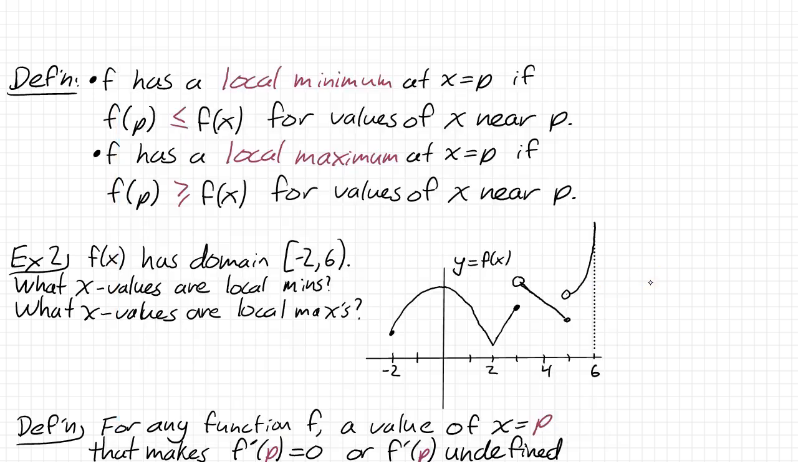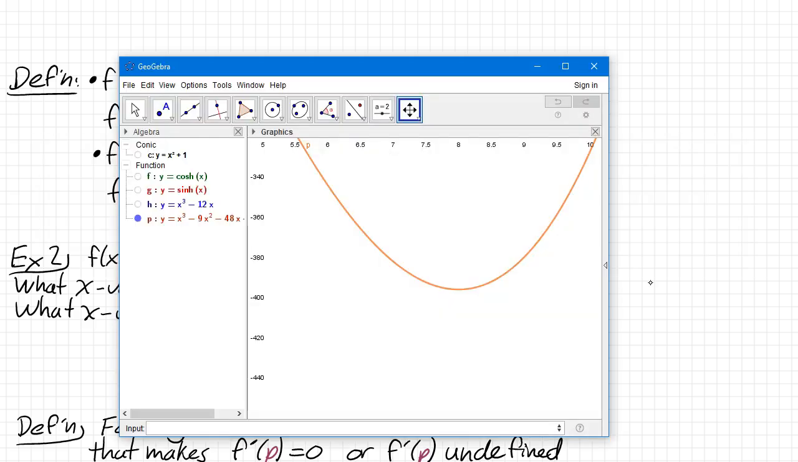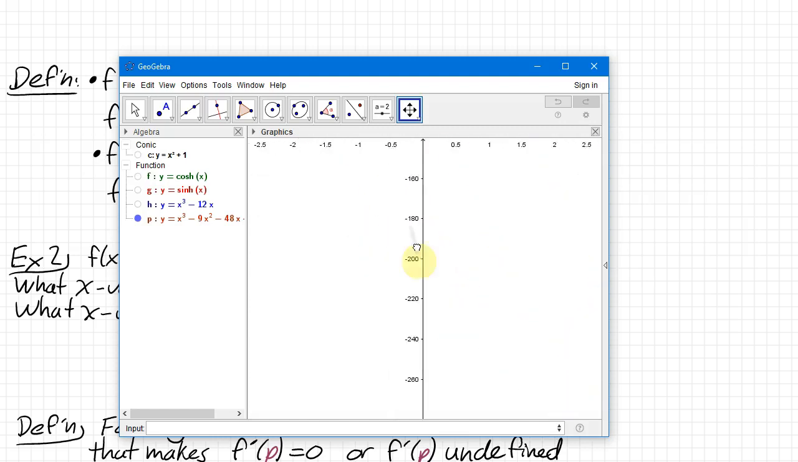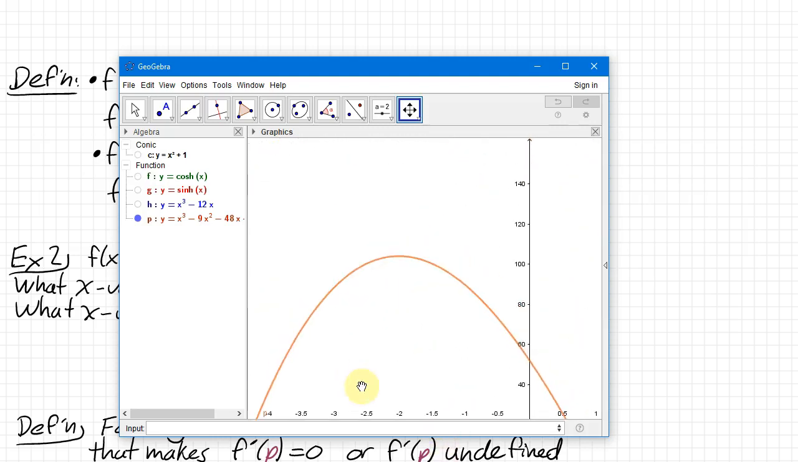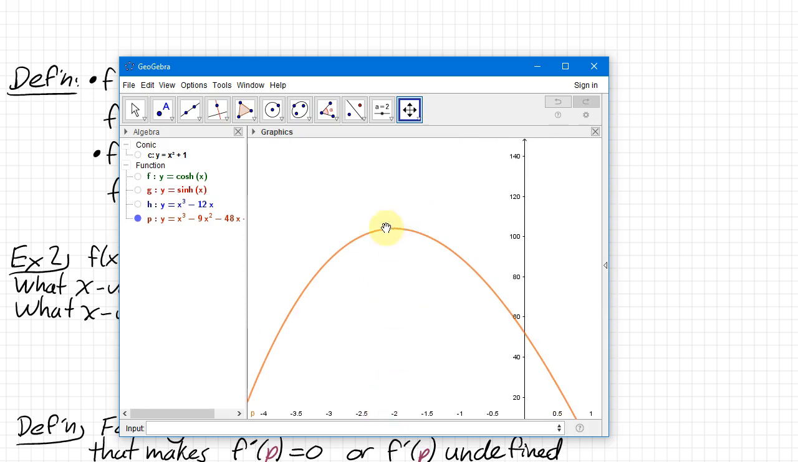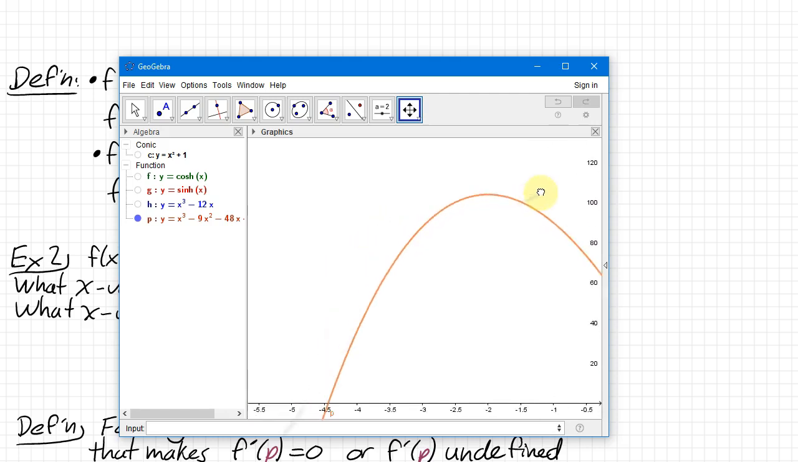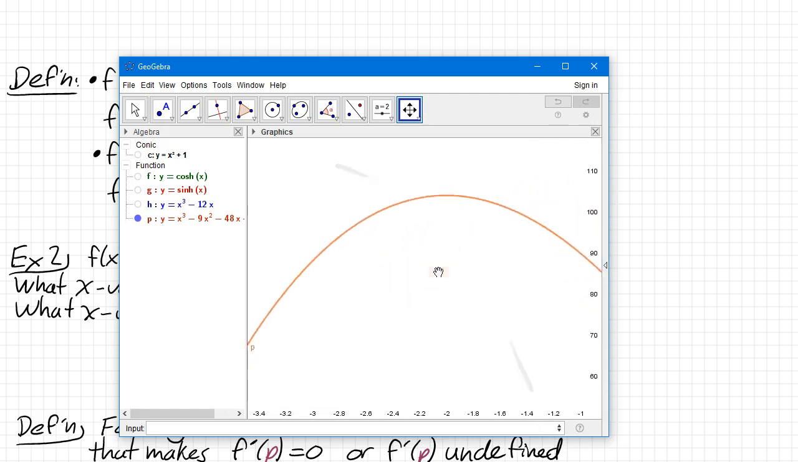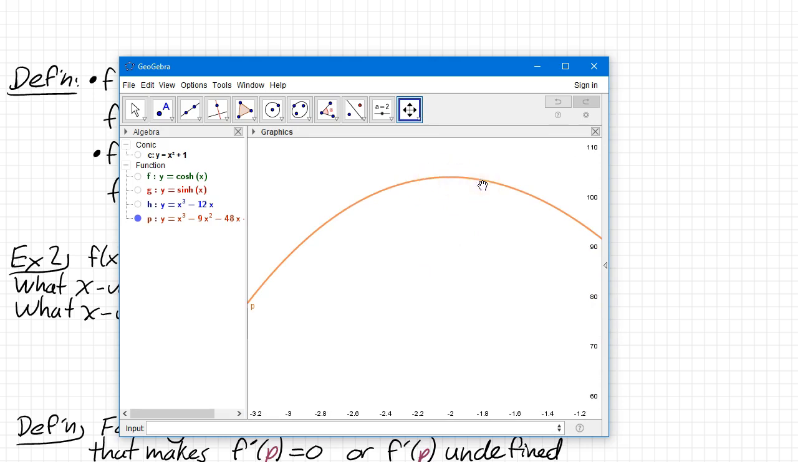And likewise, you have a local maximum at a value of x equals p if f of p is greater than or equal to f of x. And that happened over here at x equals -2. f of -2 was 104. That's slightly greater than all of the other f of x values near it.